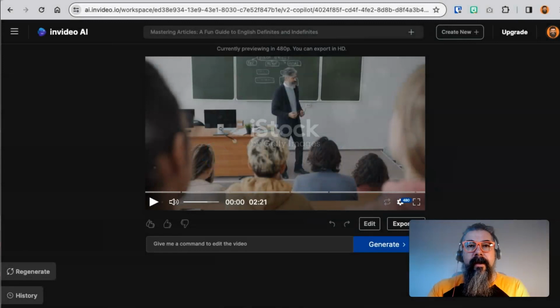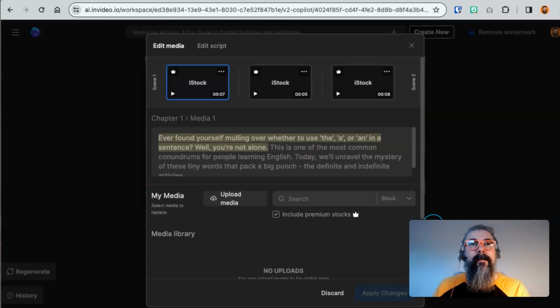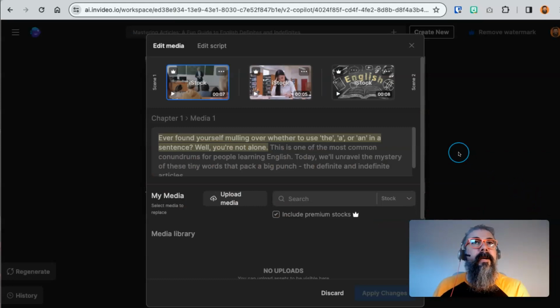The basic prompt that I gave to this to make was something along the lines of give a fun and engaging explanation of definite and indefinite articles for someone who's learning English, and make it easy to understand at the CEFR A2 level. So that's what it should have been. We can take a look at this and see what came out. You saw from the video before, but look at this language. Ever found yourself mulling over whether to use the or a? It's like, no, there's no way a CEFR A2 level student would understand that.